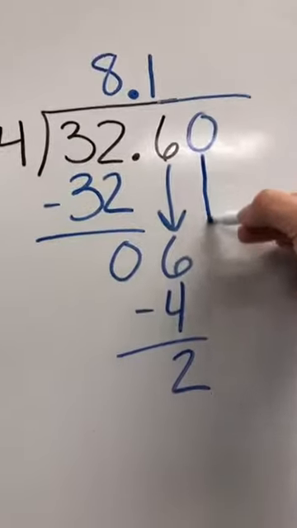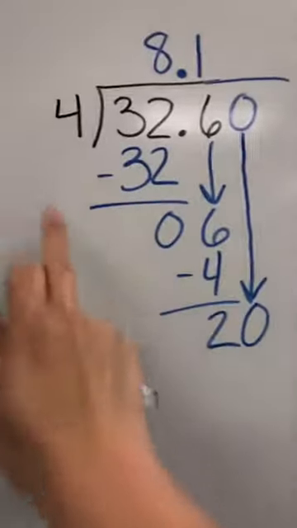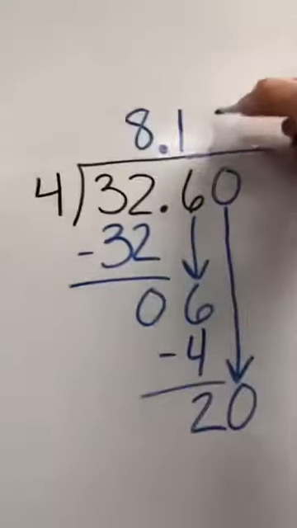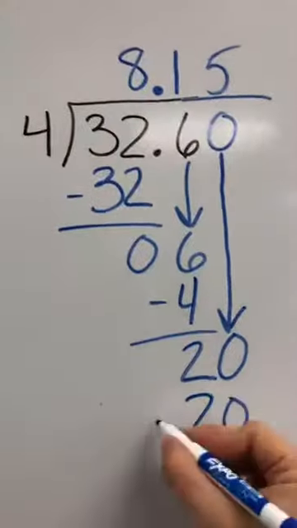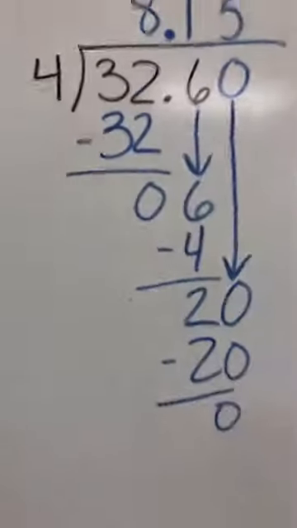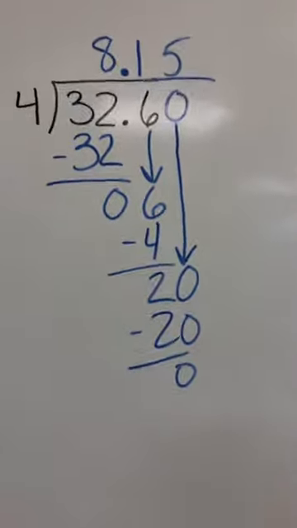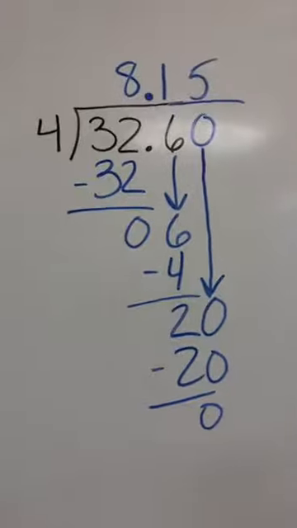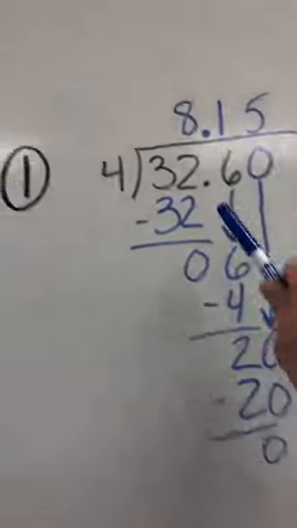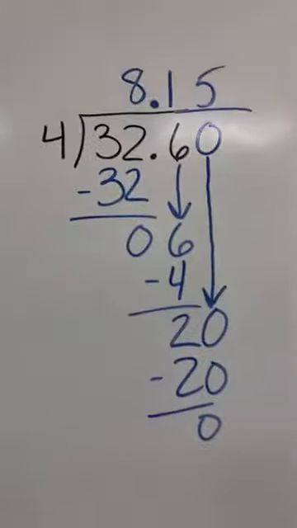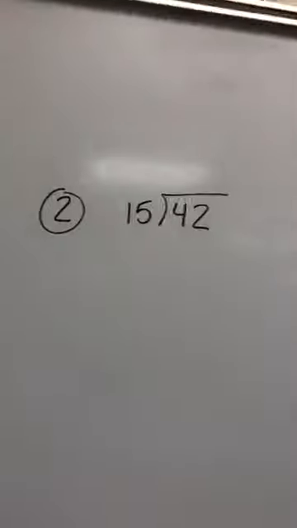So now I can bring that 0 down. All right, let's continue. 4 goes into 20 5 times. 5 times 4 is 20. I subtract and get 0. Now, as you can see, there's nothing left to bring down. I do have a 0 at the end, so my final answer is 8 15 hundredths. All I did here is there already was a decimal point. I added a 0 and did not change the value at all. All right, let's try another one.